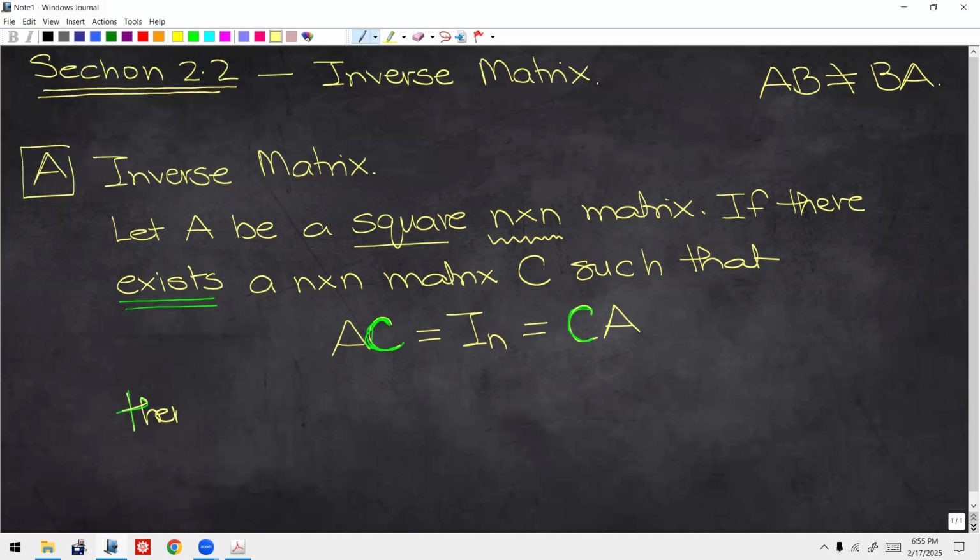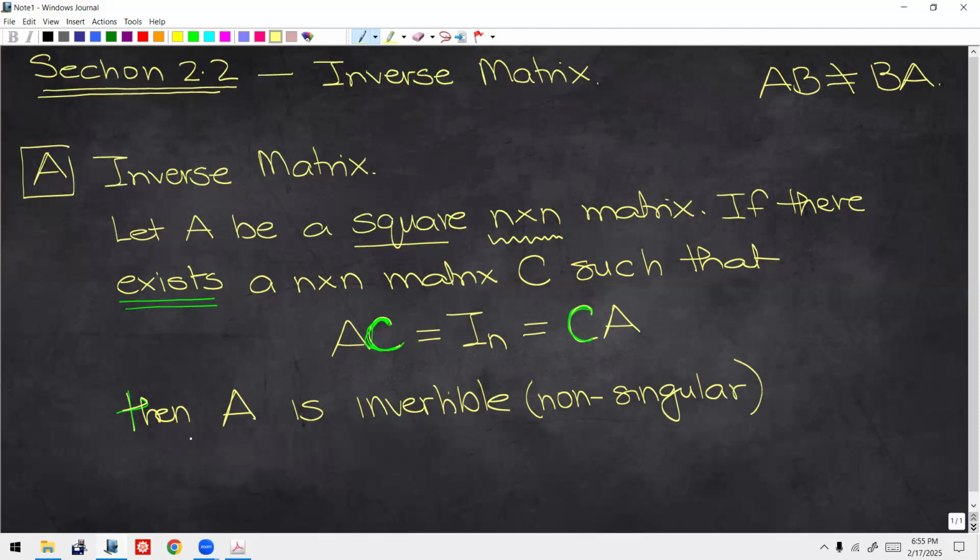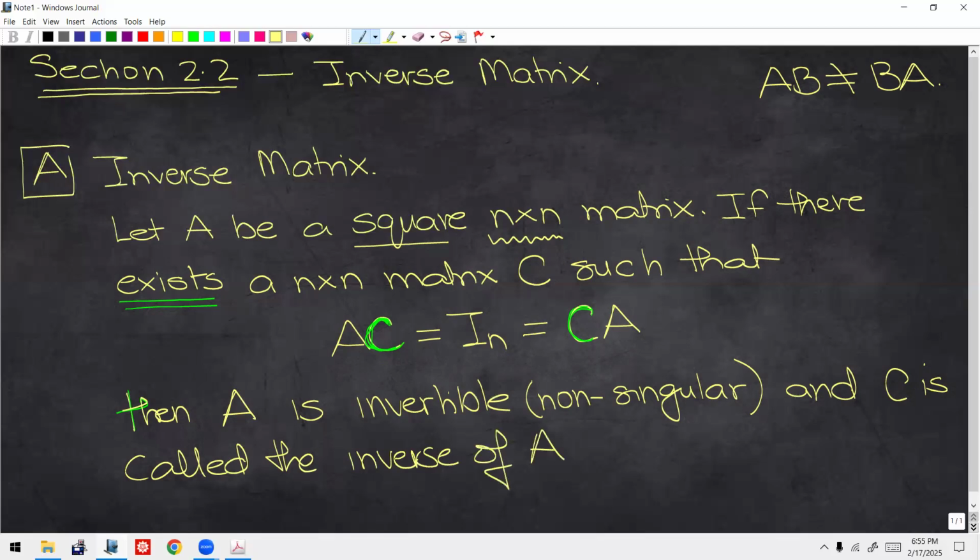Then A is invertible. That means we can find its inverse. That's what invertible means, okay? Or it's also referred to as non-singular. Non-singular means you can find the inverse of that matrix, okay? Then A is invertible, and C is called the inverse of A, denoted by A with the -1 as an exponent, okay?